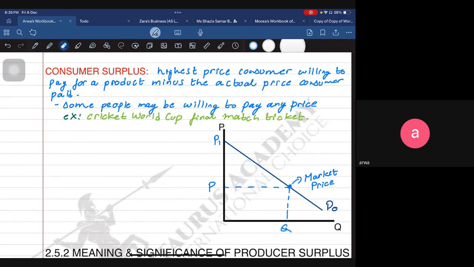What is the problem? Okay, I got that. So basically this area that you are dealing with, this is the area of the consumer surplus, isn't it? Yes, sir. This is consumer surplus.